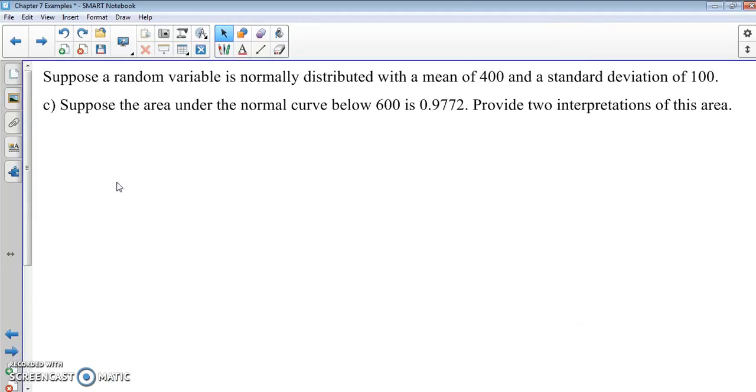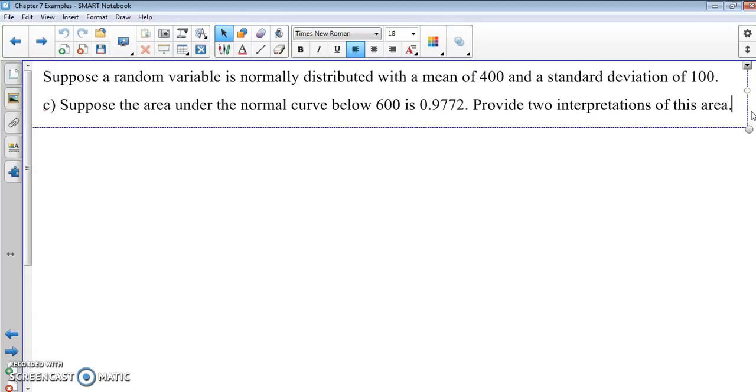So we have, suppose a random variable is normally distributed with a mean of 400 and standard deviation. That's what we had before. Now we want to look at the area under the normal curve below 600, so what we just shaded is 0.9772. Later we'll talk about how to actually come up with that. We want to provide 2 interpretations of this area. So there's 2 different interpretations, one that deals with proportion and one that deals with probability. So let's go through and talk about those.